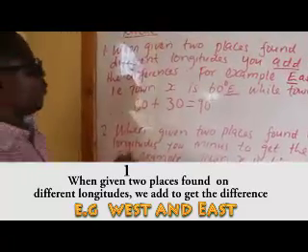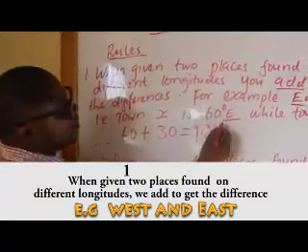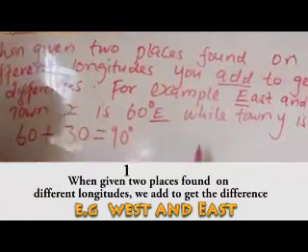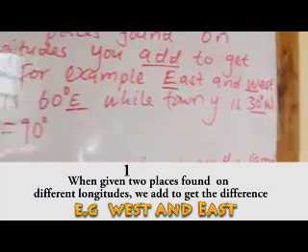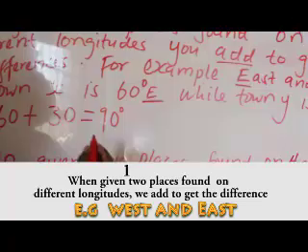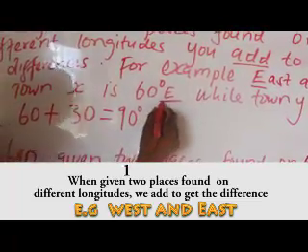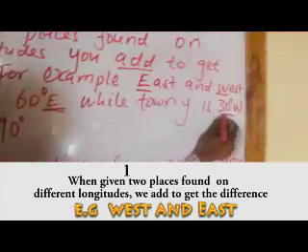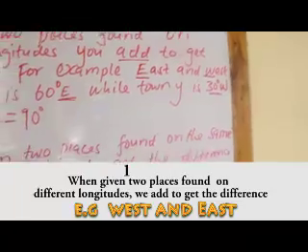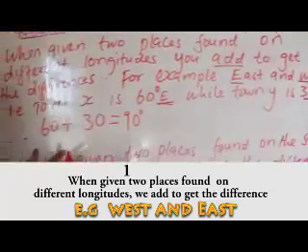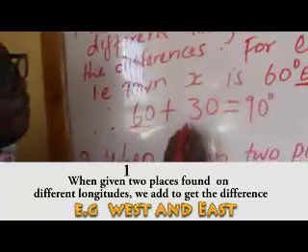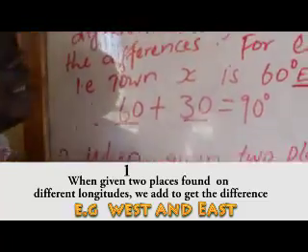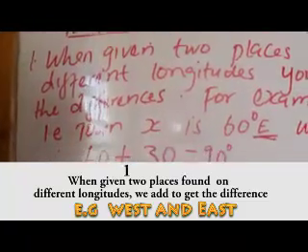For example, you are given that town X is 60 degrees east, while town Y is 30 degrees west. You realize that these two towns are found on different longitudes. This is east and west. So what we are going to do is add to get the difference, because they are found on different longitudes. This is 60 plus 30, you get 90 degrees.